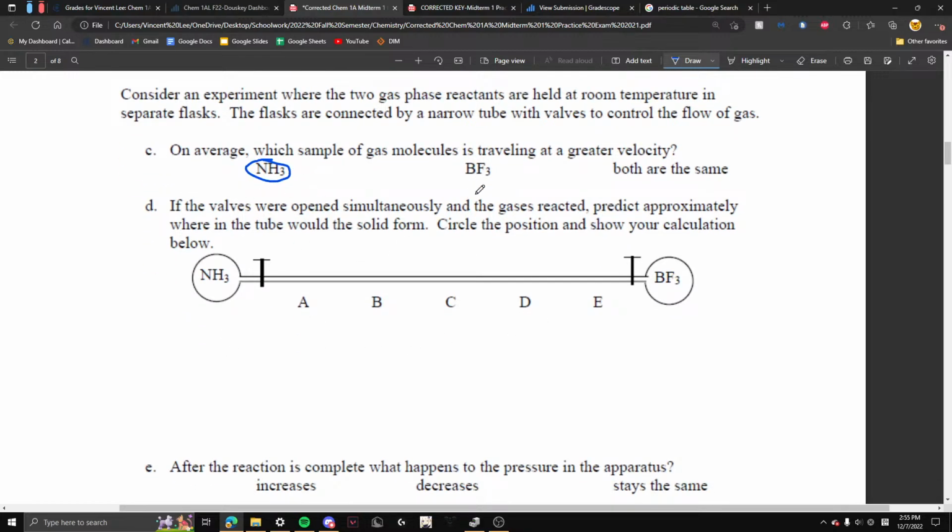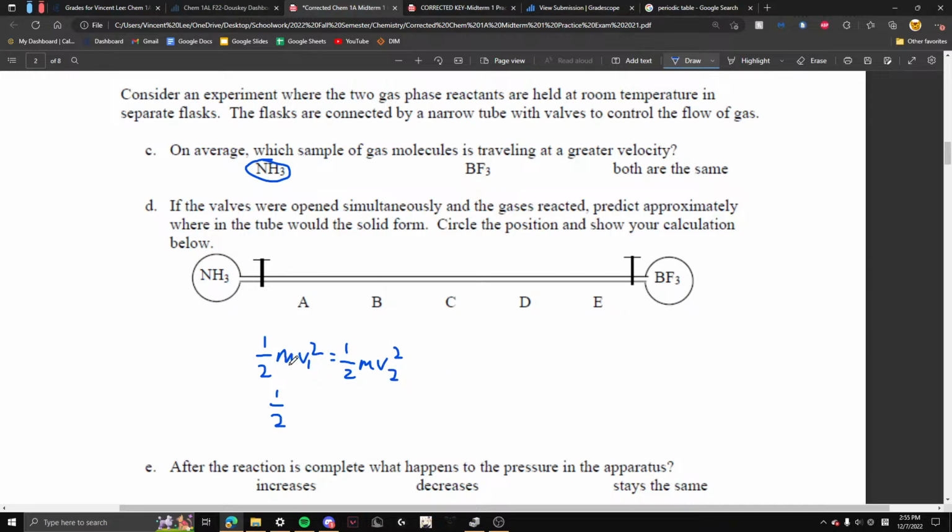setting the kinetic energies of both equal to each other. So it's 1/2 mv squared equals 1/2 mv squared. Oh, this is V1 for NH3 and this is V2 for BF3.